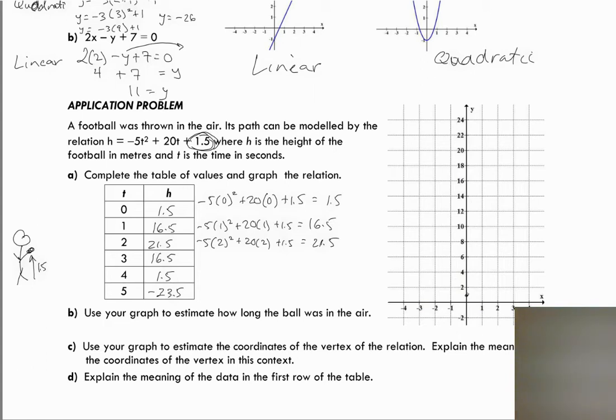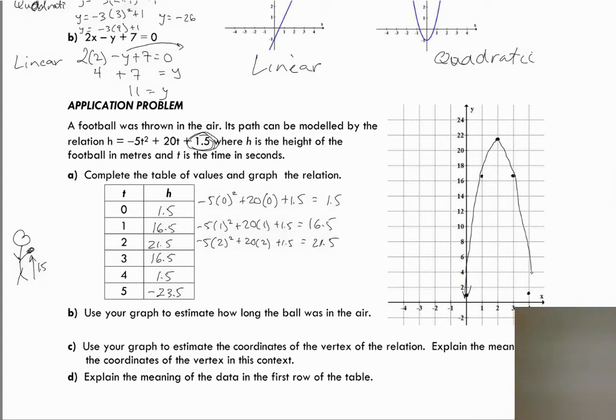At 0, we're at 1.5. At 1 second, we're at 16.5. If that's 17, here's 16.5. At 2, we're at 21.5, right in between 21 and 22. We start coming back down to 16.5 again at 3 seconds. At 4 seconds, we're at 1.5. And at 5 seconds, we're way down here, and it's irrelevant because we're not going to talk about a negative height. So we can add our curve in here, try to make it symmetrical.